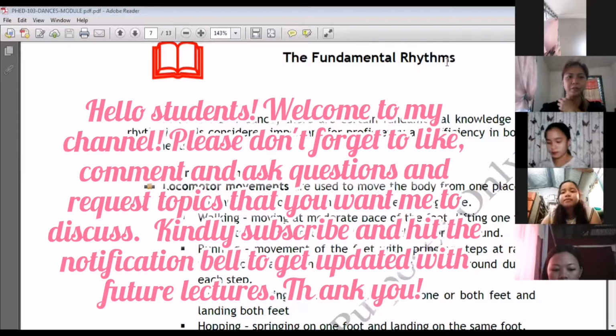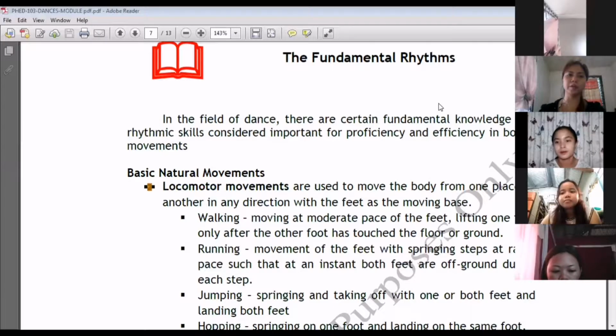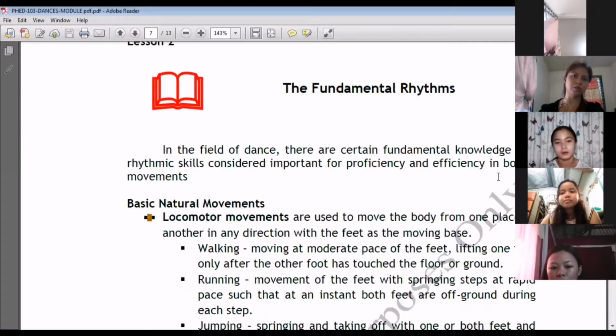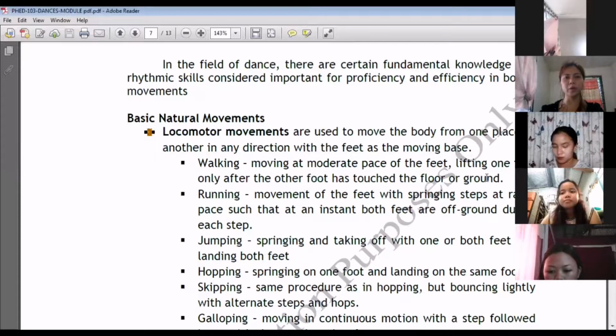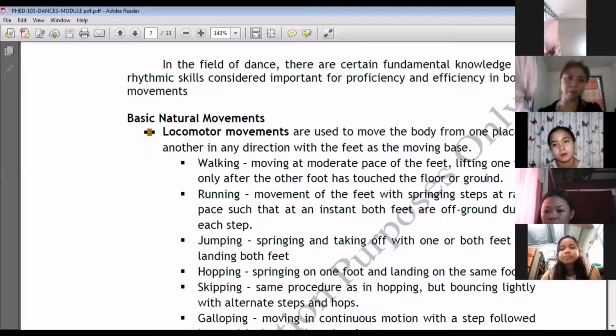Okay, good afternoon, everyone. Let's have your lesson 2 today. We have already finished lesson 1, so moving on is lesson 2, and it will focus on the locomotor and non-locomotor movements. In reality, this is a repetition of your past lessons in your PE. Am I right? During your elementary and high school, I'm sure that you already came across this locomotor and non-locomotor movement.